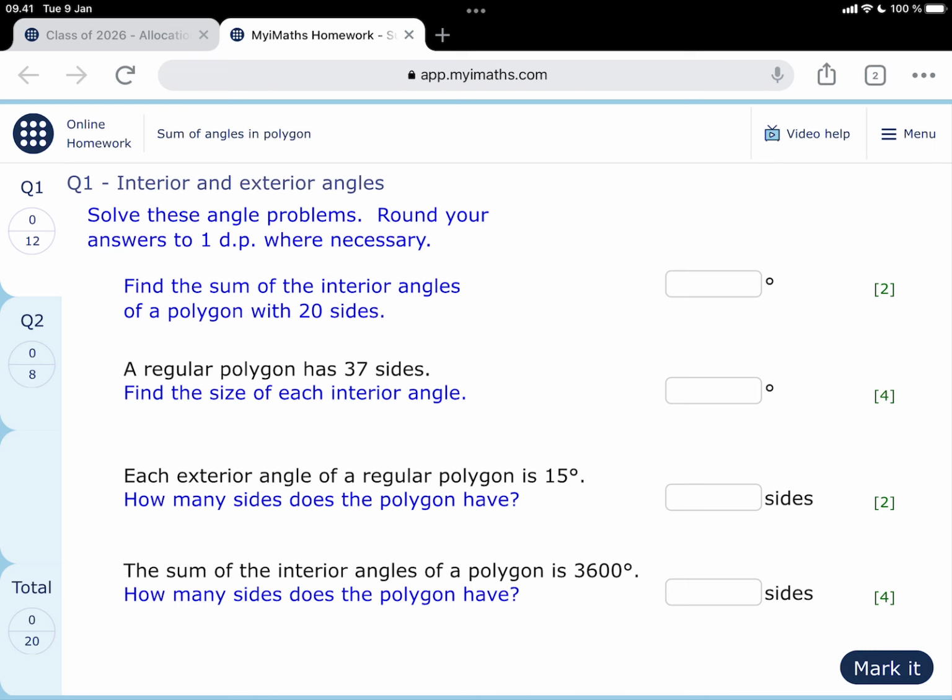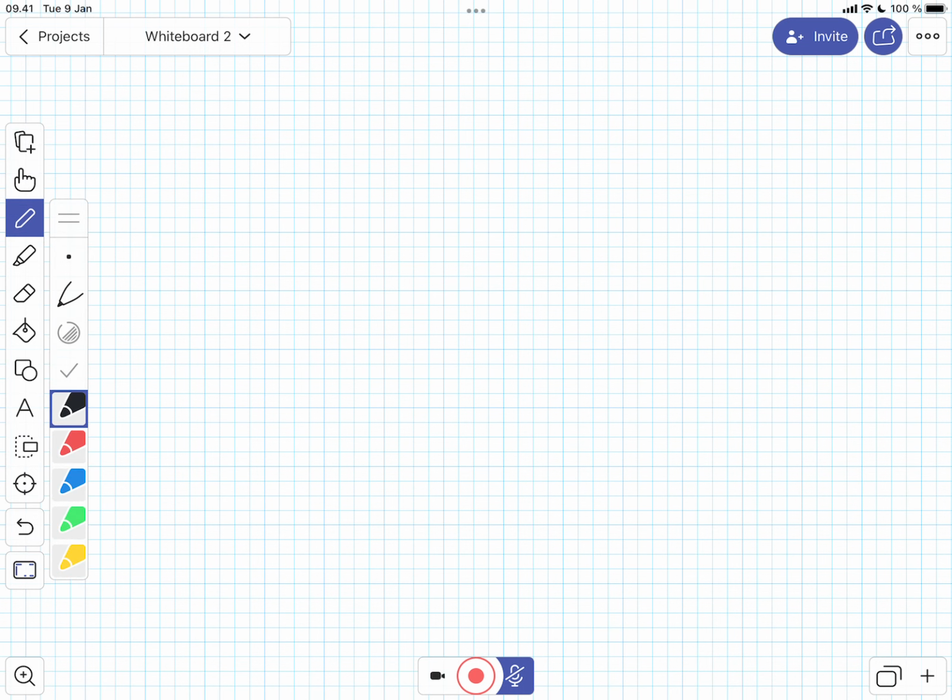So we're doing the MyiMaths exercise, sum of angles in a polygon. Question 1, interior and exterior angles. It says, find the sum of the interior angles of a polygon with 20 sides. So we're just finding the sum of the angles, not what each one is. So 20 sides, angle sum, let's just get my pen on.